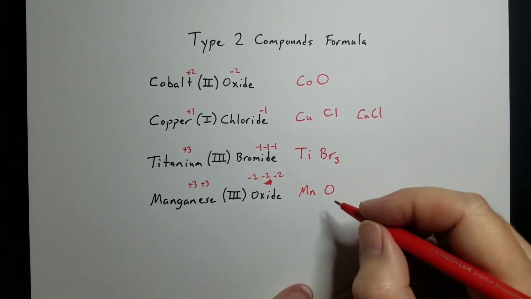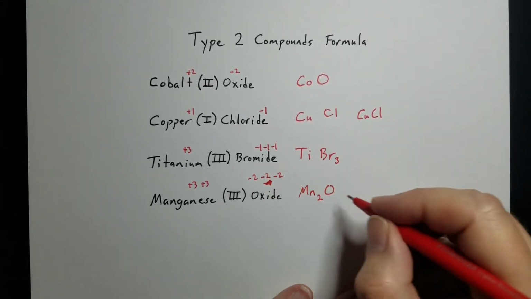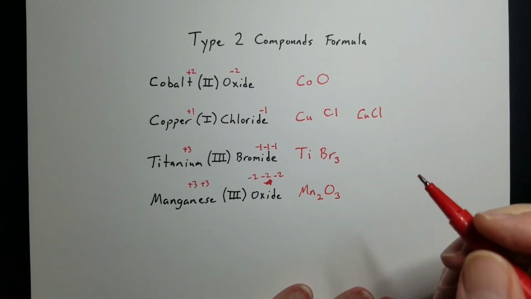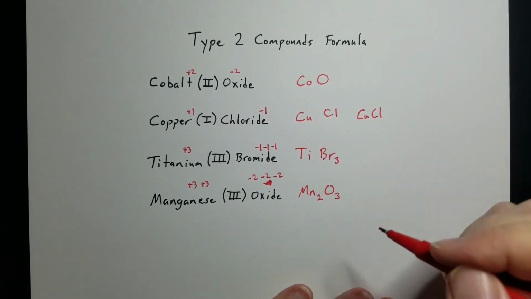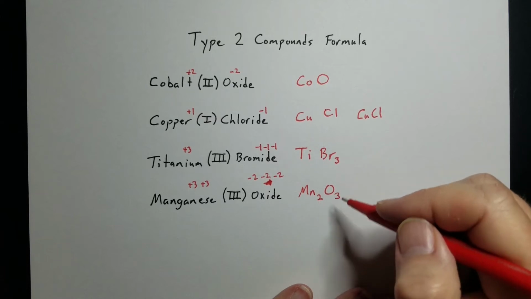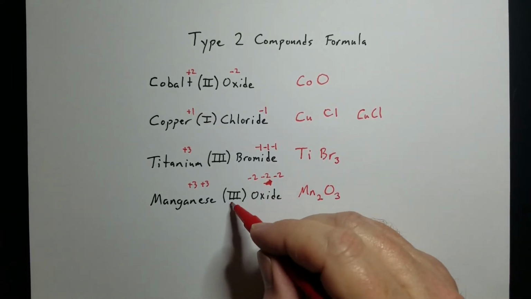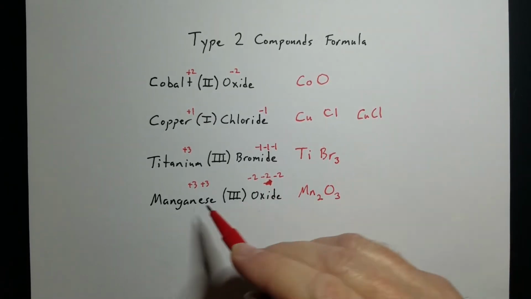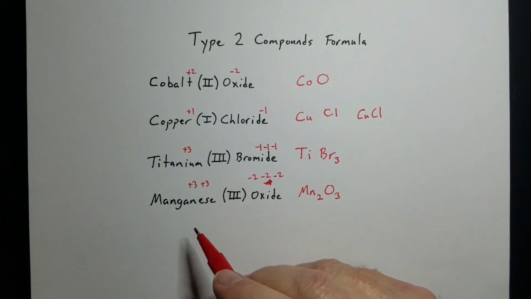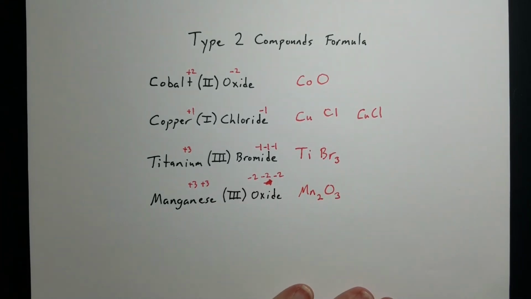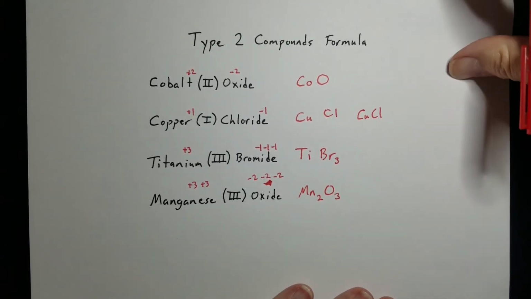So we need 2 of these and 3 of those. So there's your chemical formula, manganese oxide, or manganese(III) oxide. The 3 is not how many you have. It's what the valence number is. Don't get confused by that. The type 3 is actually the easiest ones to name, but you have to know your prefixes.